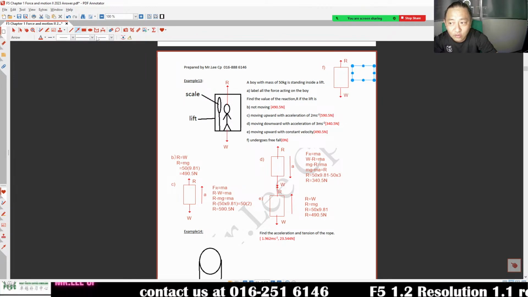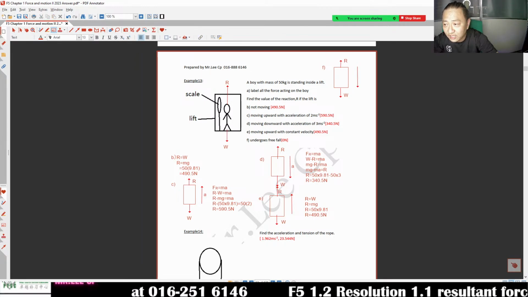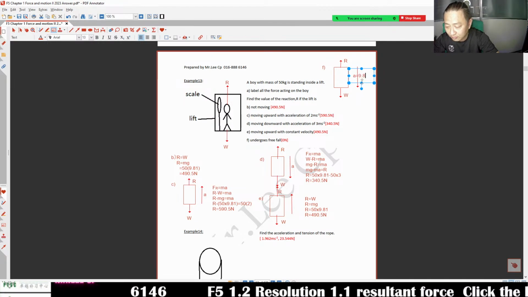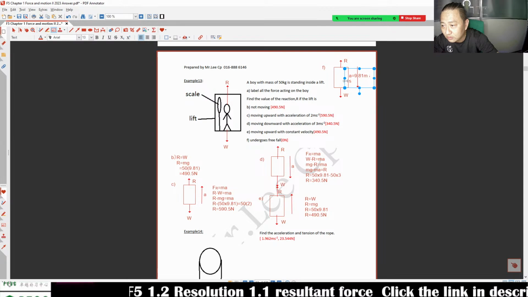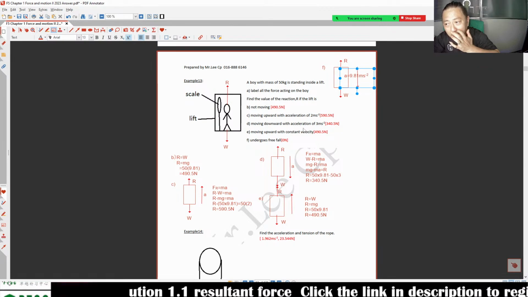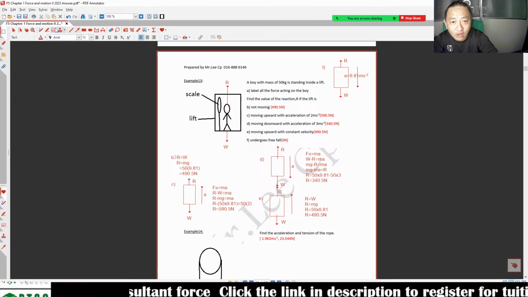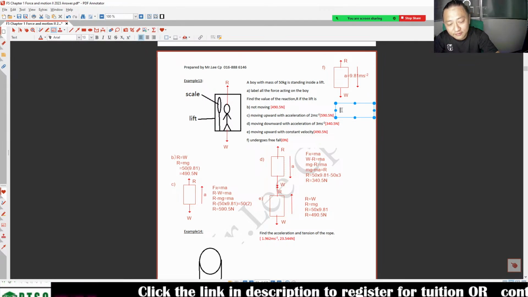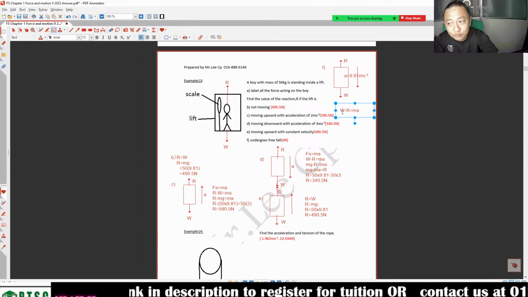And then this thing is going downward with the acceleration. Free falling, what is the acceleration? 9.81 m s^-2, right? It is going down with the acceleration of 9.81. So how to calculate? W is bigger, right? Because it is going downward. W minus R is equal to MA.